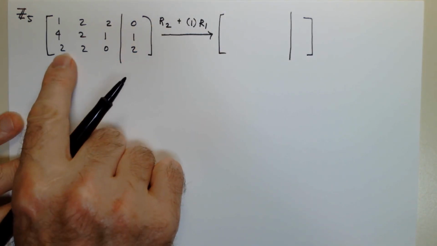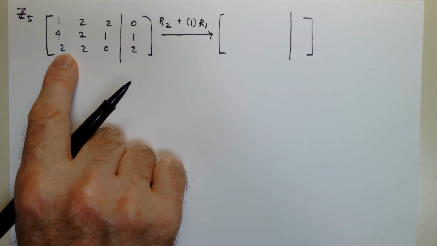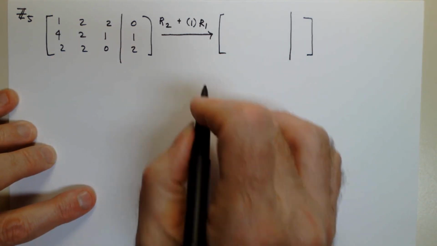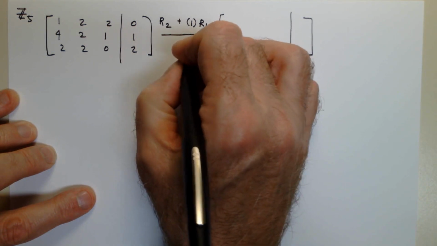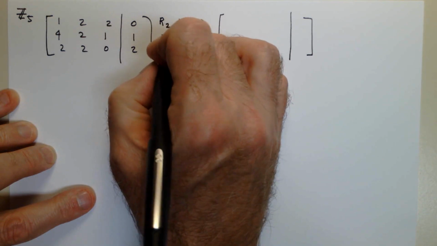Now we have to do the same thing here. We have to imagine in Z5, what would I add to 2 to get to 0? That would be the number 3, because 2 plus 3 is 5, and 5 is equivalent to 0. So I'm going to do 3 times row 1 and add that onto row 3.